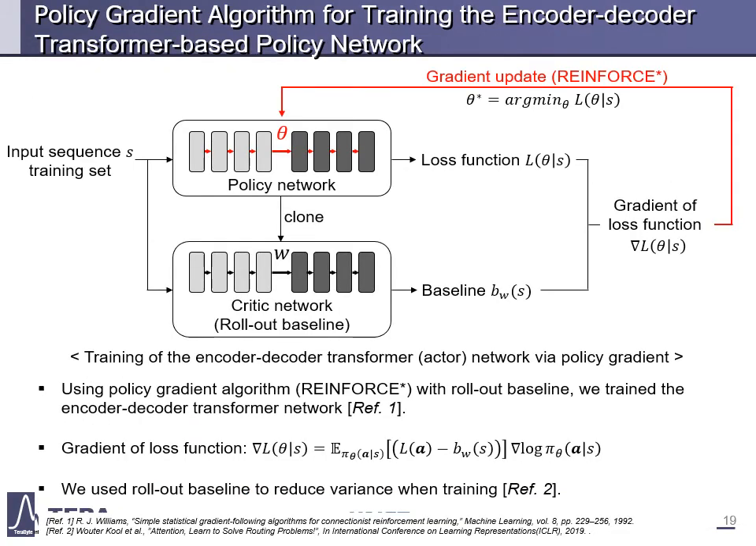Finally, using policy gradient algorithm REINFORCE with roll-out baseline, we train the policy network. By policy gradient theorem, gradient of loss function can be derived as the equation in the slide. The reason why we subtract the baseline is to reduce the variance when training. Repeating, the ultimate direction of training is to update weight theta in order to minimize loss function, which leads to satisfaction of the target impedance.